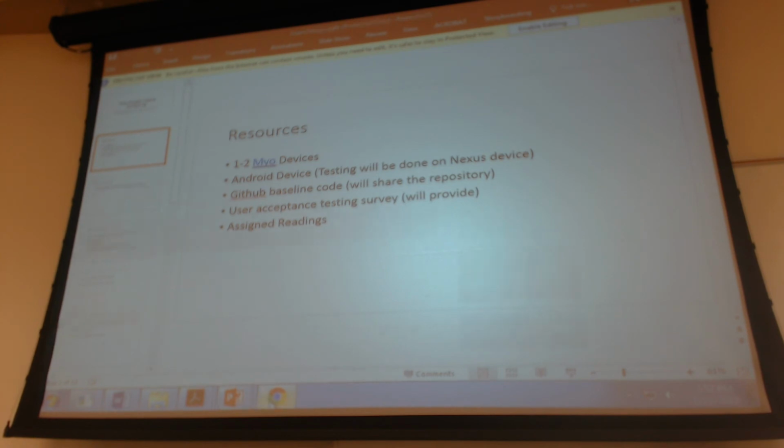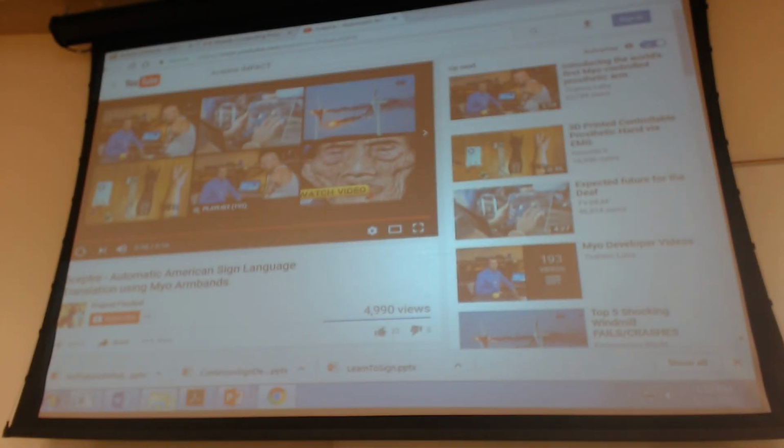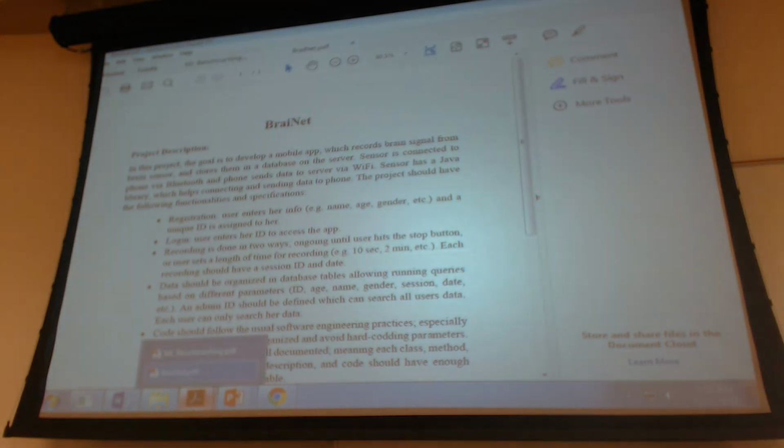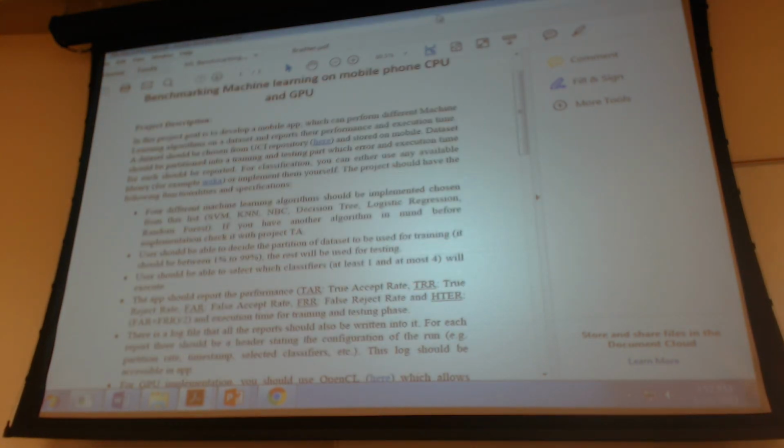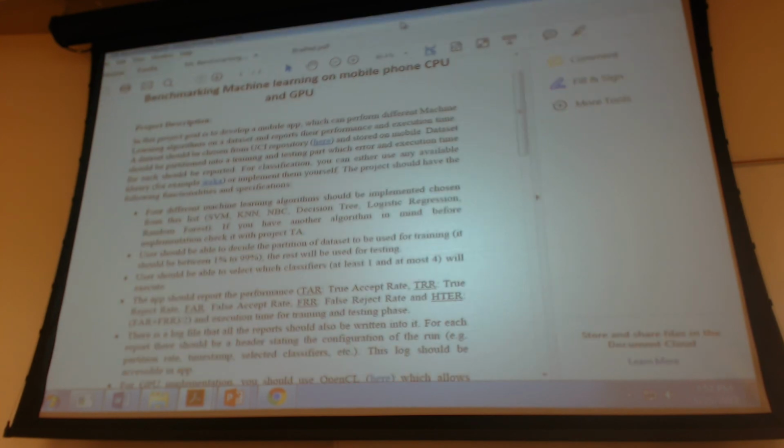Now another project is related to the brain research that is going on in mobile computing.